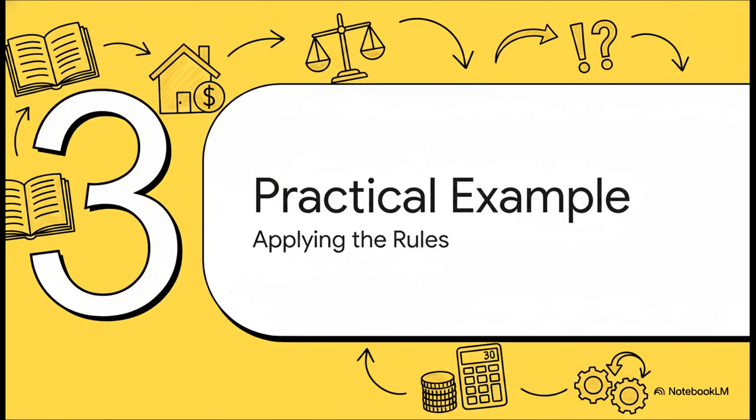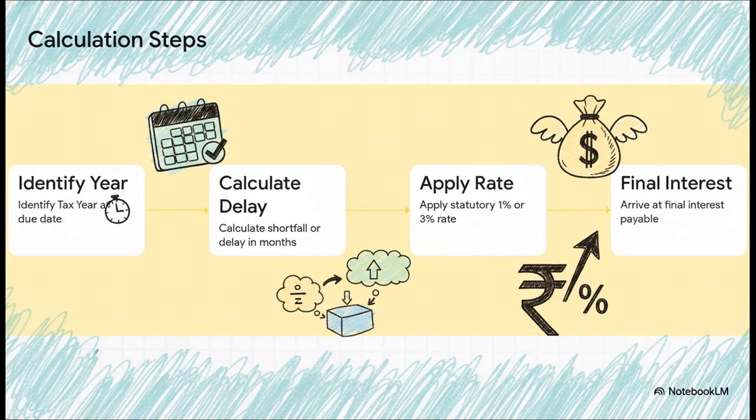Section 3. Practical tax interest example. Let's shift from the bare act into a real-life application so we can see exactly how this works in practice. Imagine a business owner who needs to file their return for tax year 2026-27. The due date is July 31st, but they file on August 15th.